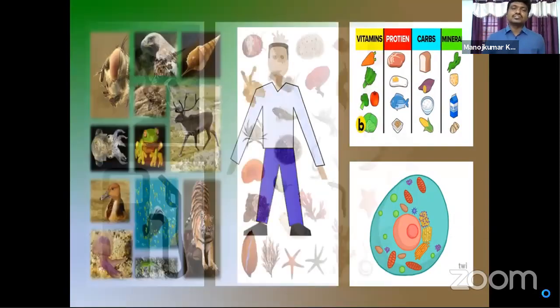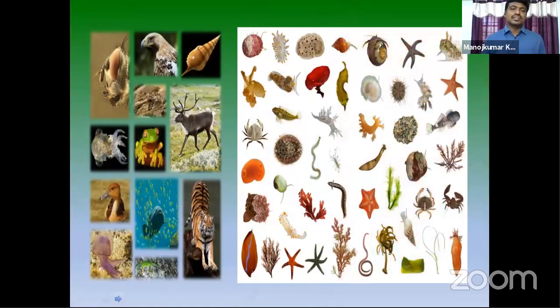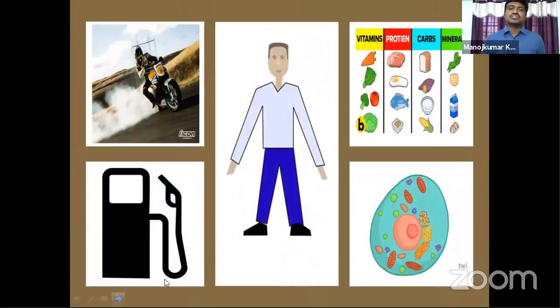You might be thinking, how is this picture related to the topic? Let me tell you. Here in this picture, we are able to see different pictures. Here a motorcycle, isn't it? Here a petrol filling station, a petrol bunk. This is a machine. Here a human being and different food items, and here this is the cell.